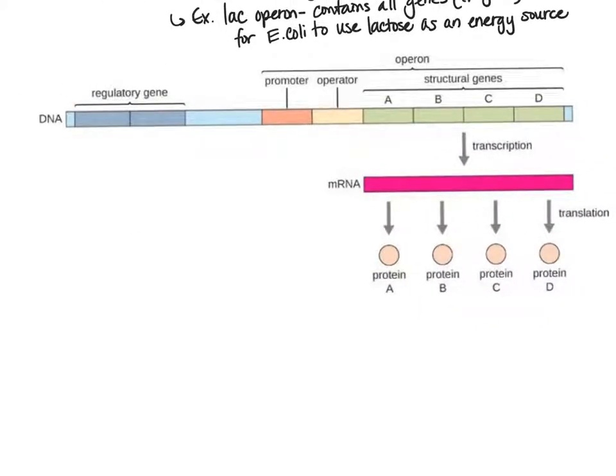So this is an image from the text. Notice that this region up here is labeled as the operon, and this is because we have these structural genes here, and they have them labeled in the DNA as A, B, C, and D for simplification. And then notice also that we have the promoter region that's upstream to these genes. So let's talk about this promoter and operator. These are what are called the regulatory region.